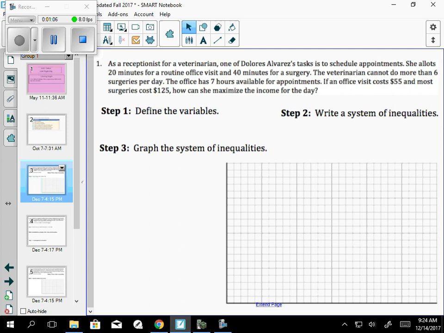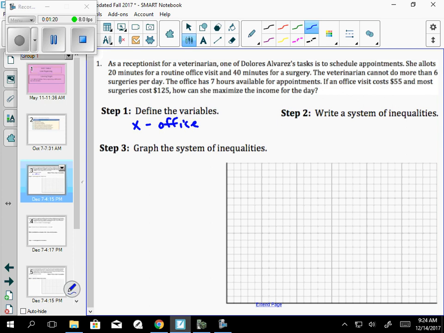All right, so we want to figure out what are the two things that we don't know. Well, from that last sentence, we don't know how many office visits and surgeries she should do. So we want to create two variables. Let's use X for office visits and let's use Y for surgeries. Okay, so that's step one.